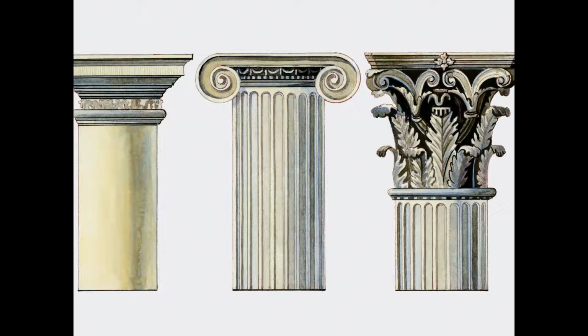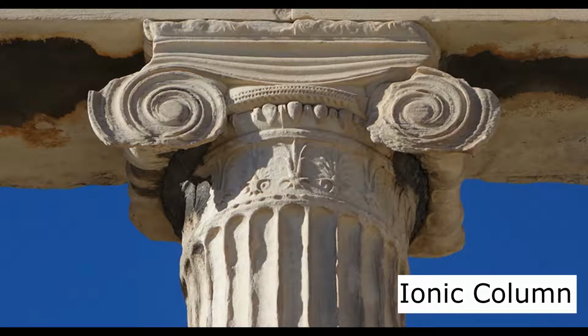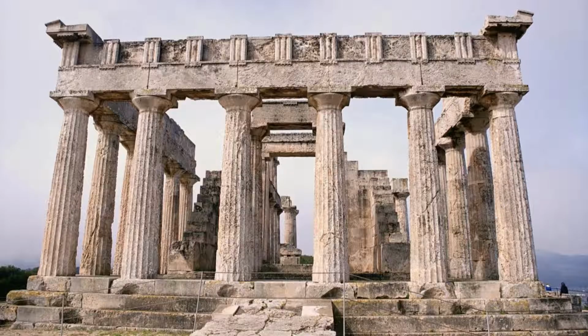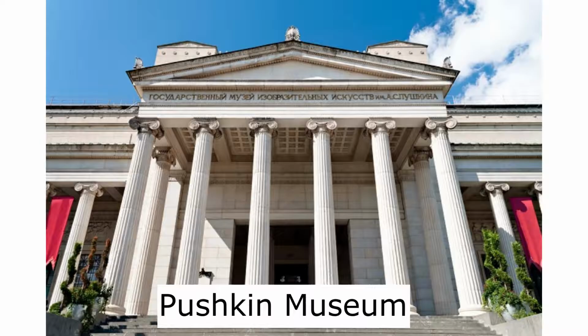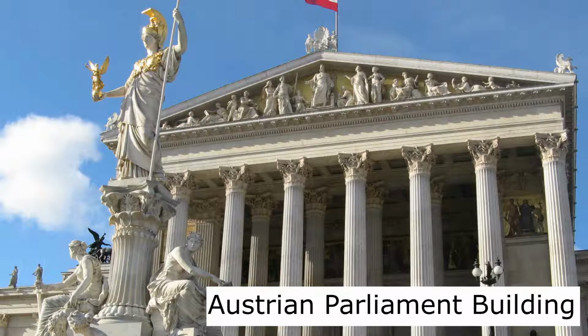The three most famous columns are the Doric column, the Ionic column, and the third one, the Corinthian column. The Doric column you can see on so many architectural buildings around the world. One famous building having the Doric column is the Lincoln Memorial. The Ionic column can be seen on the Pushkin Museum in Moscow. The Corinthian column can be seen at the New York Stock Exchange and the Austrian Parliament building.